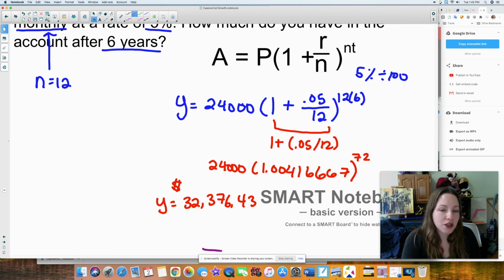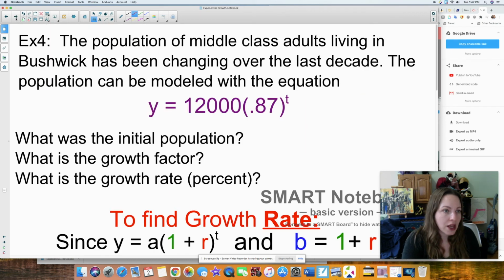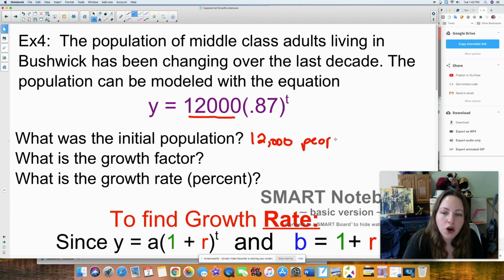The last thing I'm going to go over, that was the last example, is how do we start with an equation? So the population of middle-class adults living in Bushwick has been changing over the last decade. The population can be modeled with this equation. What is the initial population? Well, that's the A value. So the initial population is 12,000 people. Always talk about what the story is about. It's talking about people, middle-class adults living in Bushwick.